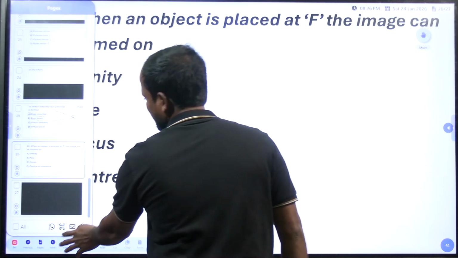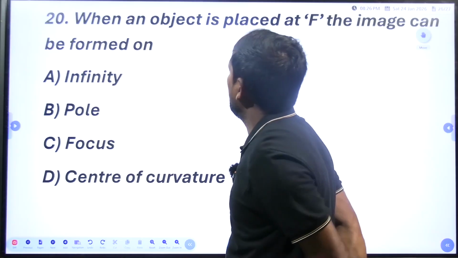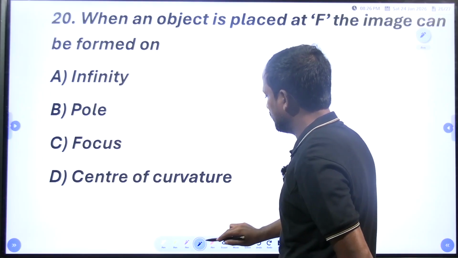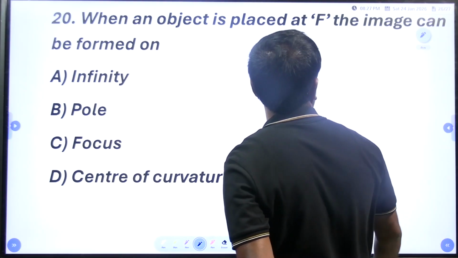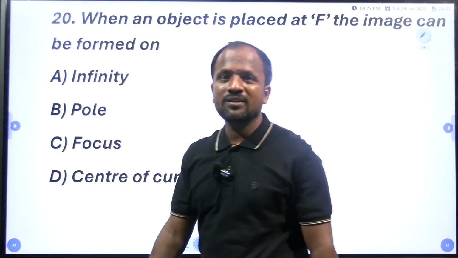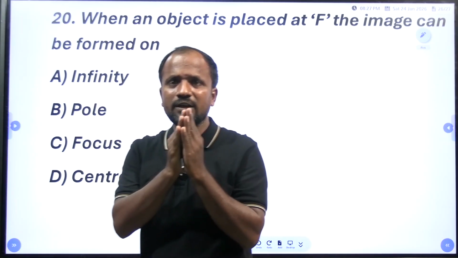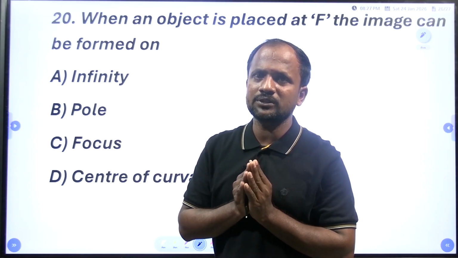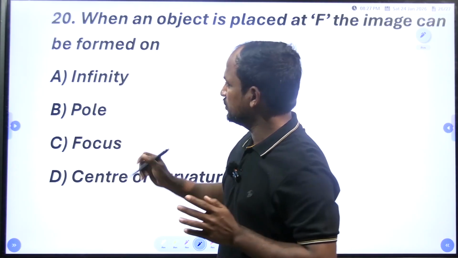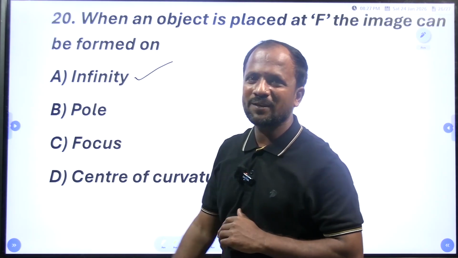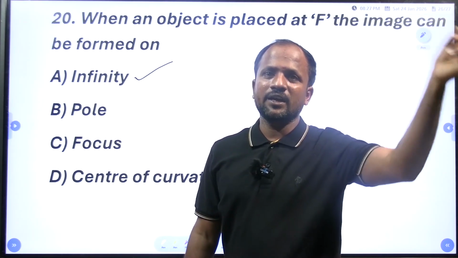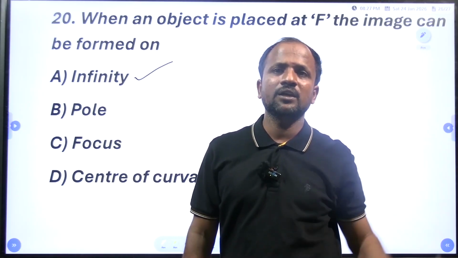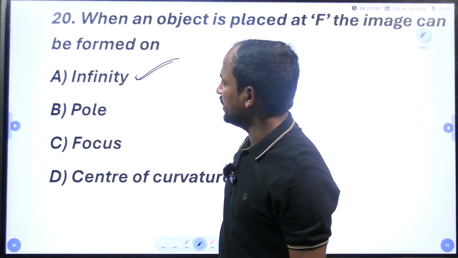Right, last question. See here. When an object is placed at F, the image can be formed on what? Where is the object? At the F point, at the focus point. Where will the image form? At infinity. If the object is placed at infinity, the image will form at focus. If the object is placed at F, the image will form at infinity. So this is the infinity answer.